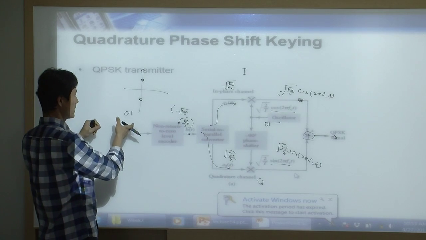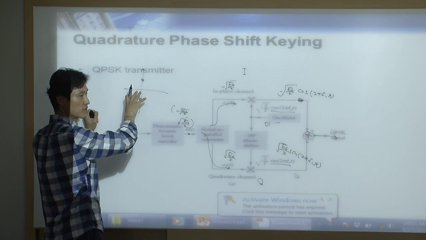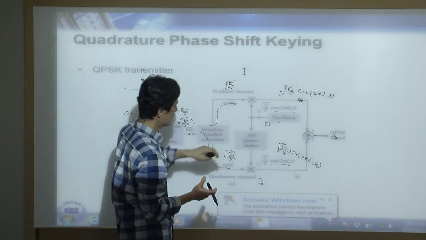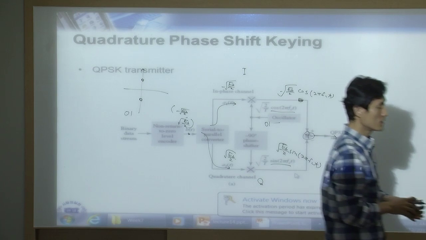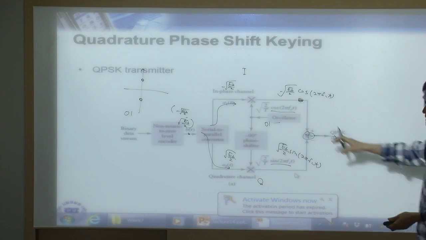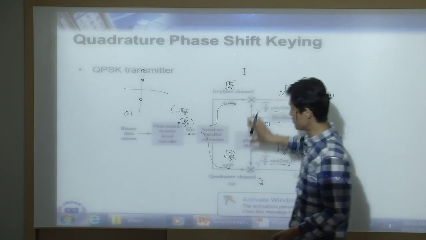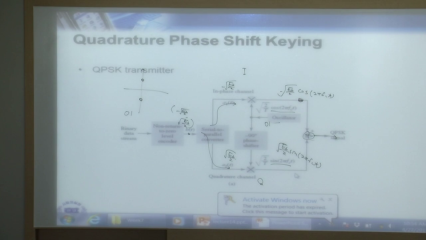But as I said earlier, you can rotate, no problem, right? Performance is the same. You can rotate, it doesn't matter. So this one is actually the same as a BPSK. So it's basically the same as putting two different BPSKs in parallel. Okay, so that's what it is.